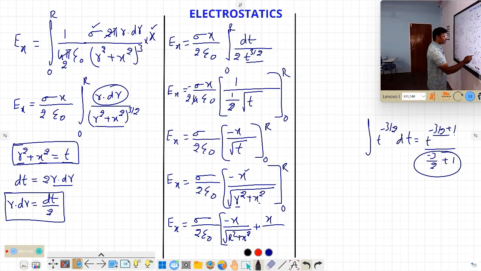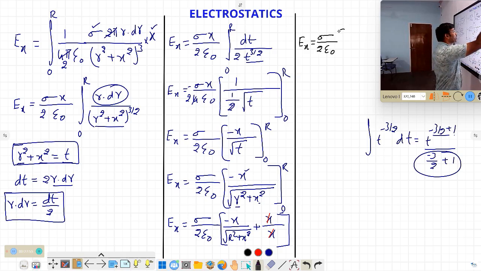If you put r value 0, you get under root of x square, which means x. So x by x cancels and you get 1. Writing in order, Ex is equal to sigma by 2 epsilon naught into 1 minus x by under root of r square plus x square.